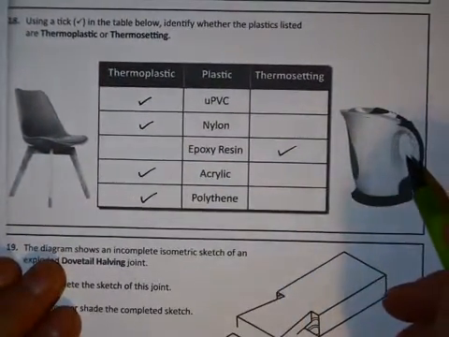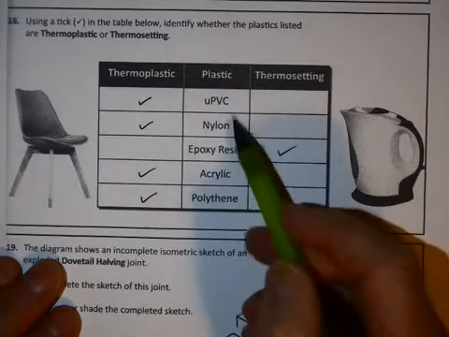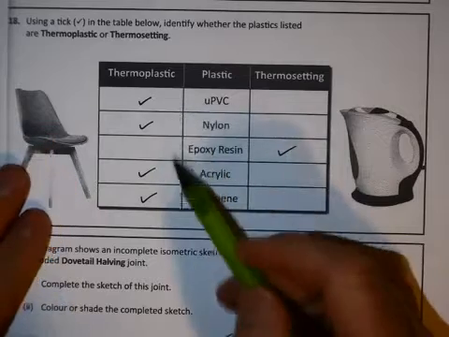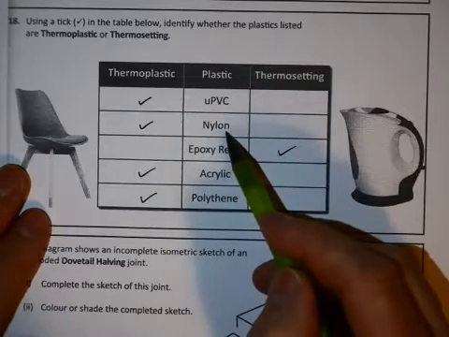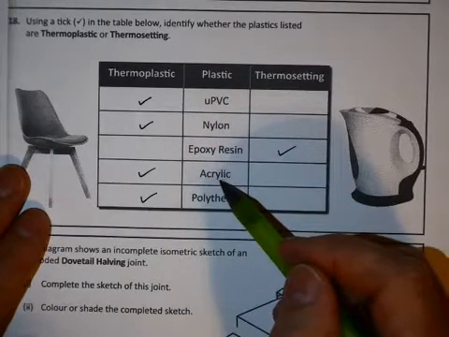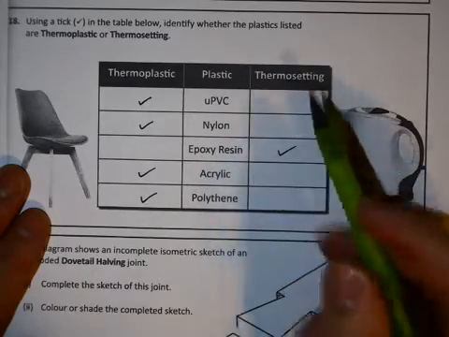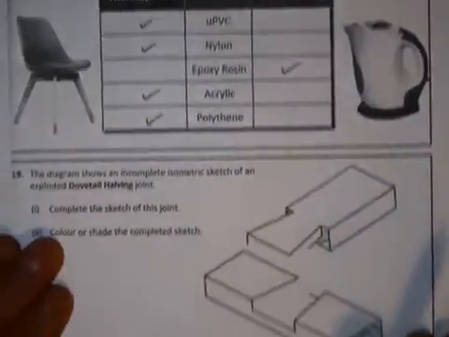Then the different categories of plastics. So you're given the plastics in the middle, are they thermosetting or thermoplastic. So it can be reshaped. UPVC can, nylon can, acrylic can and polythene can. Epoxy resin is a thermosetting one, so you'll not be reshaping that.